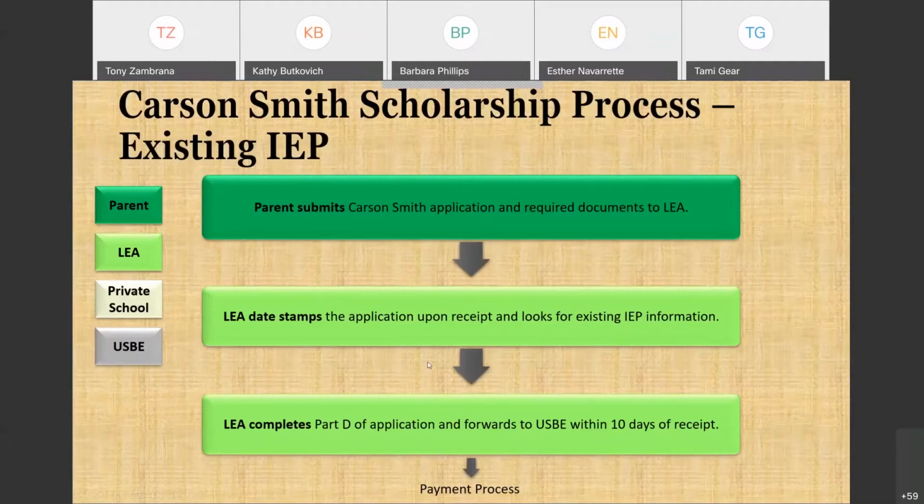Alright, I would also say, Tony, does it hurt for the private school to ask the parents to give them a copy of it just so that they're aware? Is that acceptable? Yeah, I think that's a great idea. If you're the private school, by all means, request that the parent give you a copy of the application, so that everybody involved in this process is in the loop.